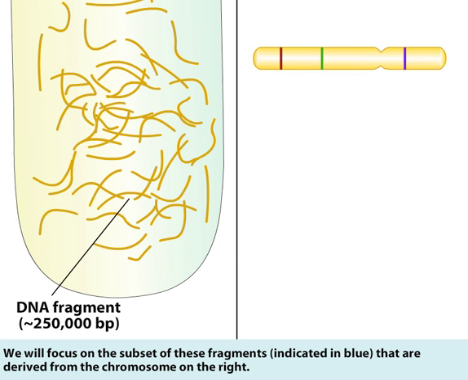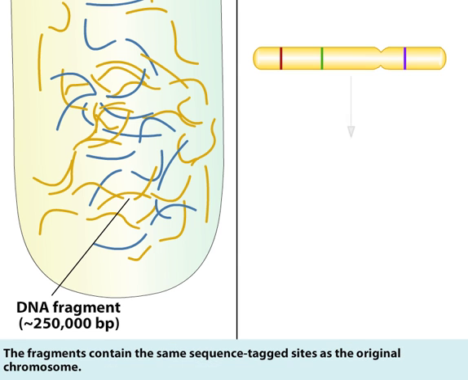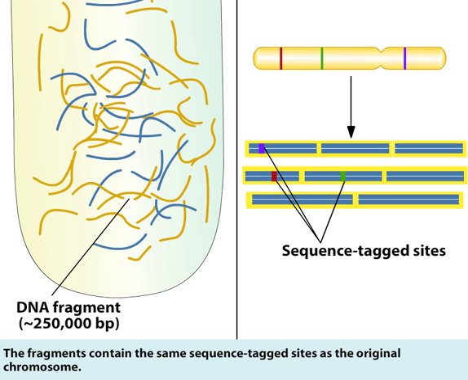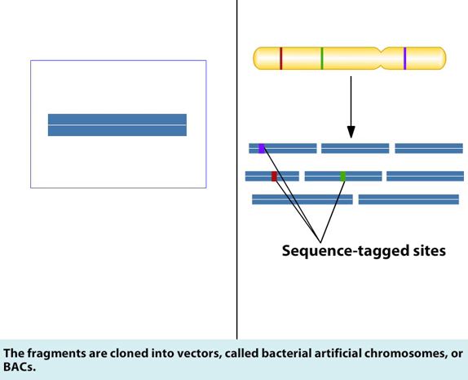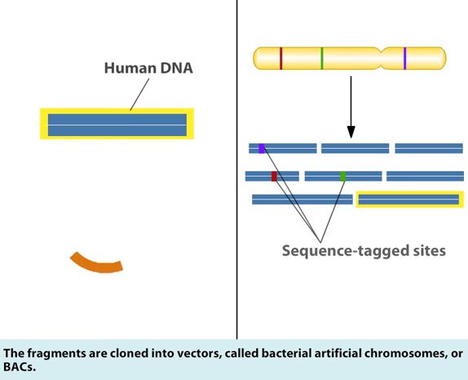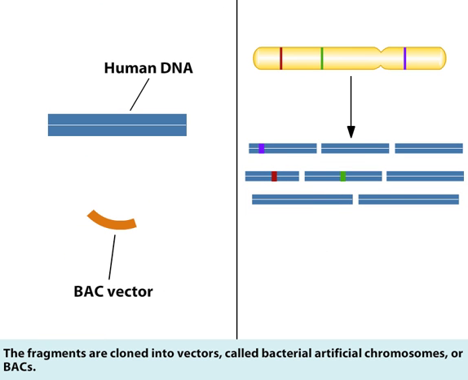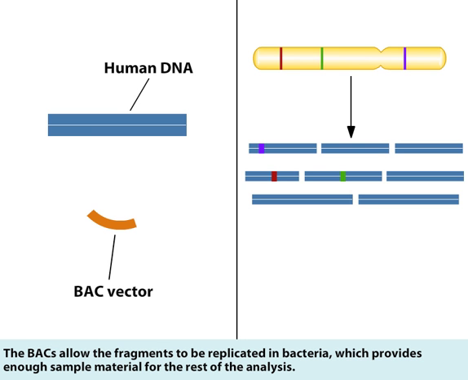We will focus on the subset of these fragments, indicated in blue, that are derived from the chromosome on the right. The fragments contain the same sequence-tagged sites as the original chromosome. The fragments are cloned into vectors, called bacterial artificial chromosomes, or BACs. The BACs allow the fragments to be replicated in bacteria, which provides enough sample material for the rest of the analysis.